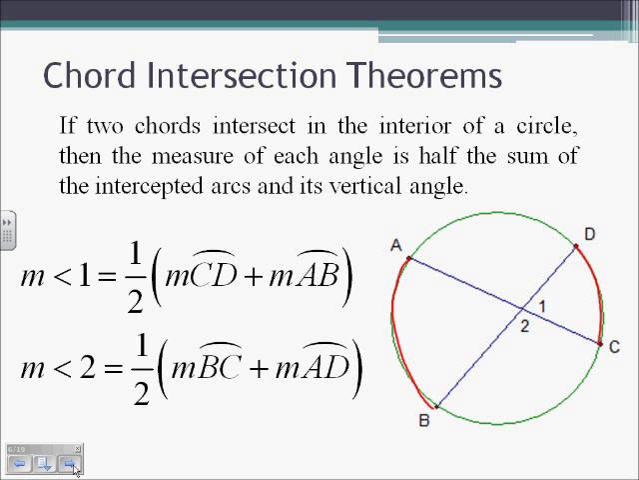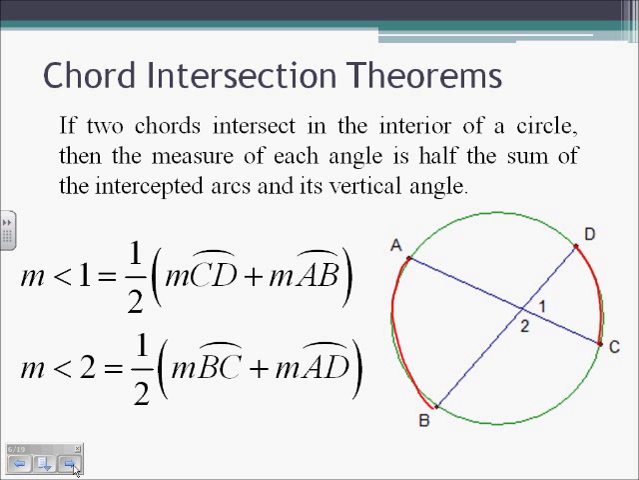The chord intersection theorems. If two chords intersect in the interior of a circle, then the measure of each angle is half the sum of the intercepted arcs and its vertical angle. So the measure of angle 1 is going to equal 1/2 of the measure of arc CD plus the measure of arc AB. If we look at 1, angle 1 intercepts CD.